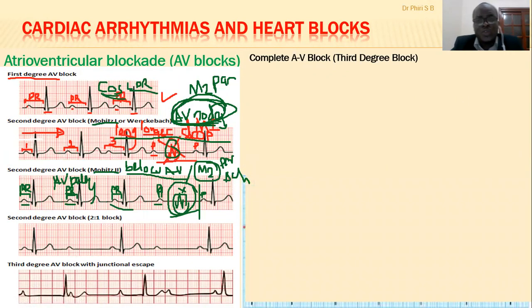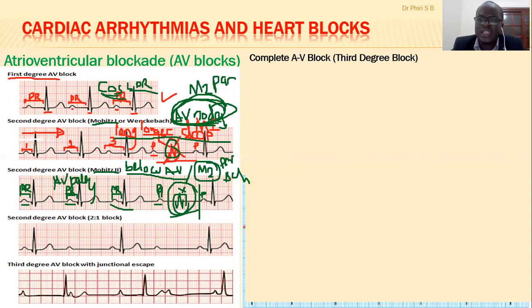Okay, so move on to AV block. So this is complete AV block. A complete AV block is also called a third degree block. So meaning that now you're not allowing any sort of action potential to pass through the AV node and also into the bundle of His. So there's no communication between the AV node and the ventricles. So what happens? Then you have a complete AV block.